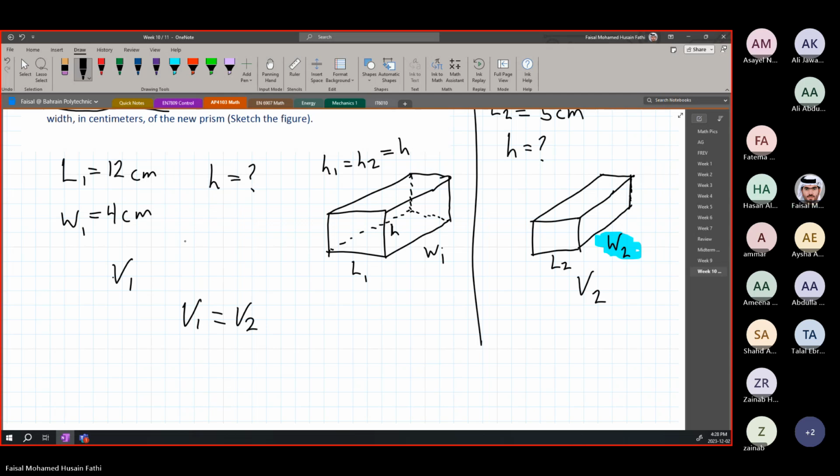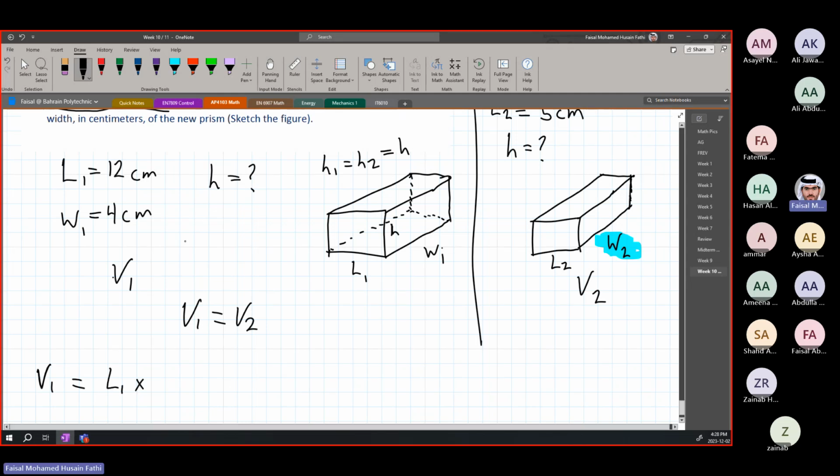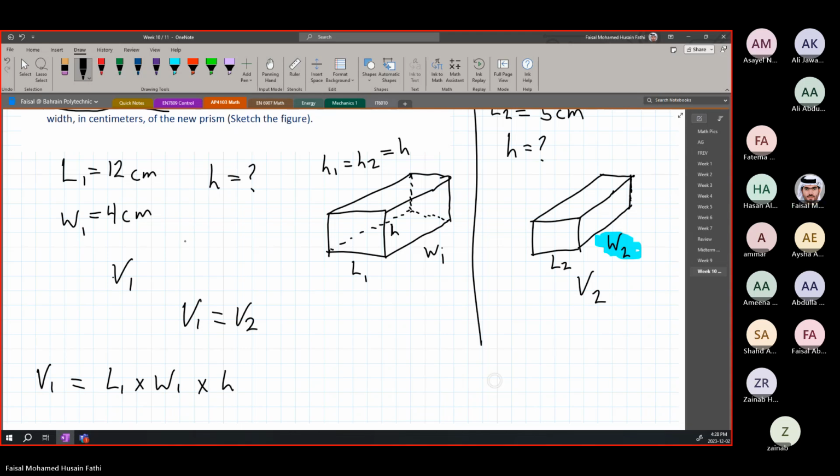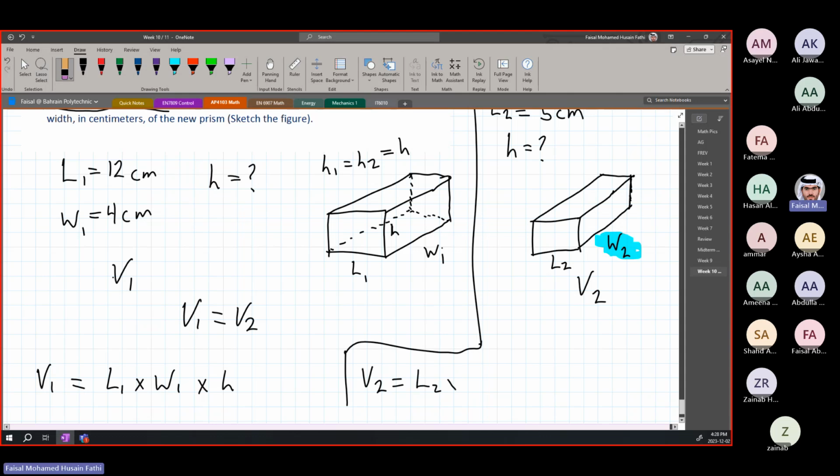Volume 1 is equal to length 1 times width 1 times height. We already know this. Then, volume 2 is equal to length 2 times width 2 times height.